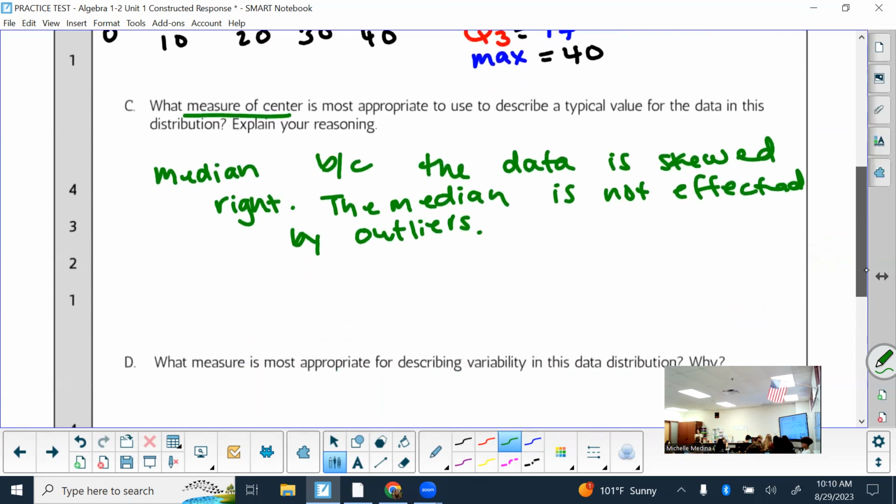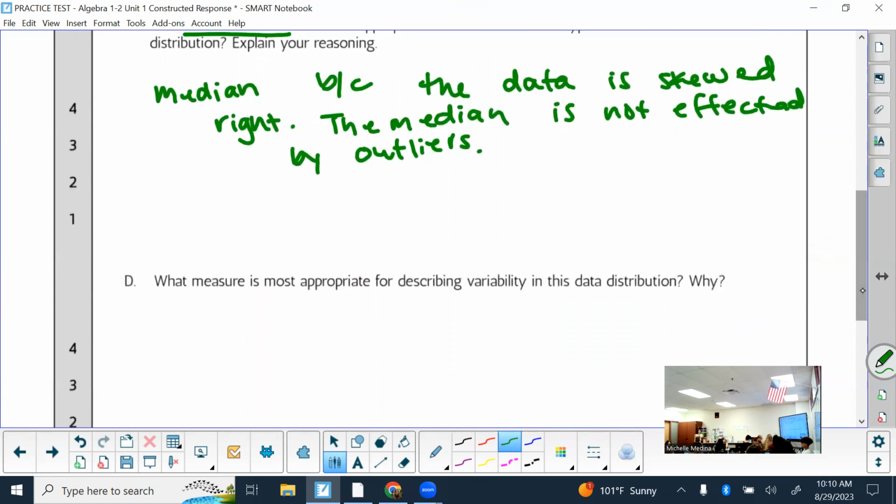All right. Then it asks what's an appropriate measure for variability. So what are my options for variability? MAD, IQR, and standard deviation. If median's my better measure of center, then what does it have to be for the spread? IQR. So IQR and then why?